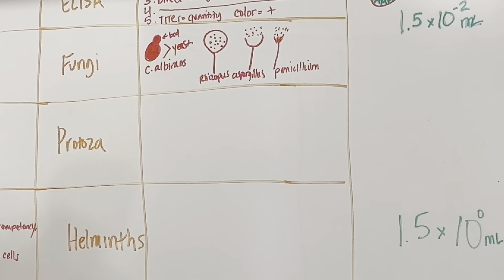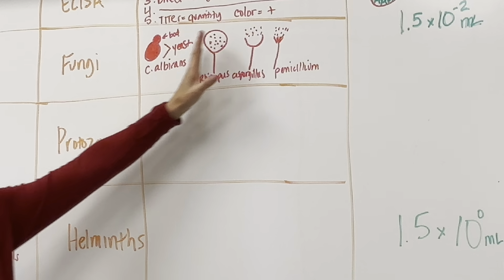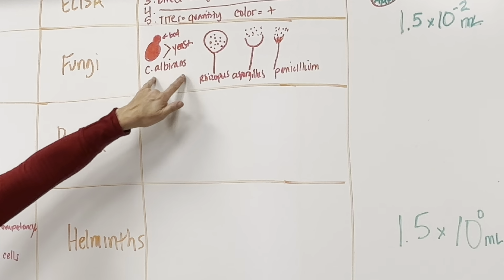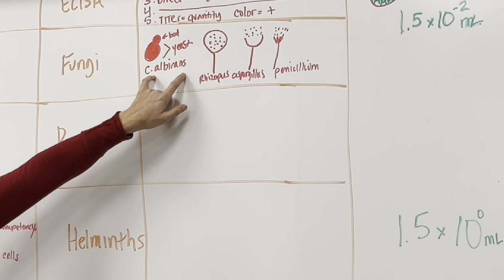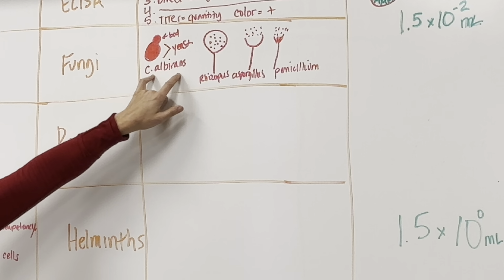Are the second 3 a type of yeast or are they molds? These are all molds. Okay. And this one actually is a dimorphic, but just kind of forget that. This is mostly in yeast form.